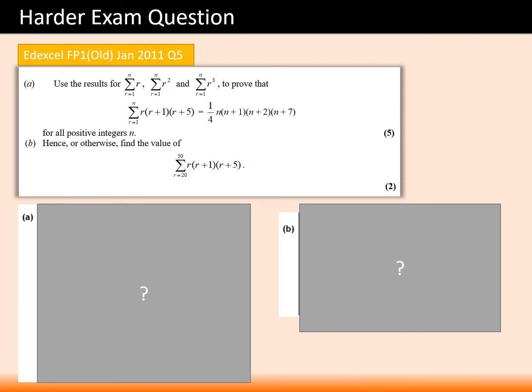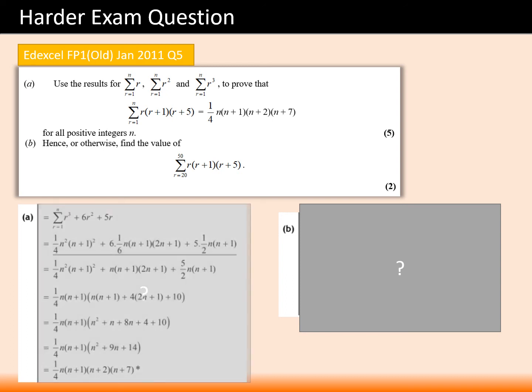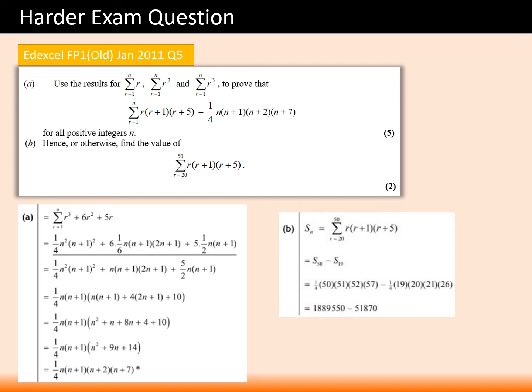Okay, so here's another exam question, a bit harder this time. Again, it's from class paper, A and B. This one's worth 7 marks in total. So pause the video and have a go at this. Okay, so here on part A, it's a show that question. Same as before, we could start separating them. And then once you show that, well, you know you got it right. And for part B, again, you have to be careful because it's starting from r equal to 20 to 50. So we do r from 1 to 50 minus 1 to 19.